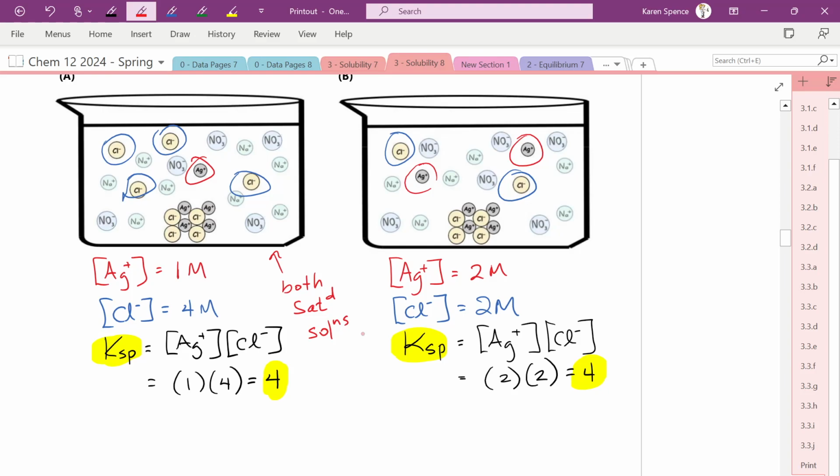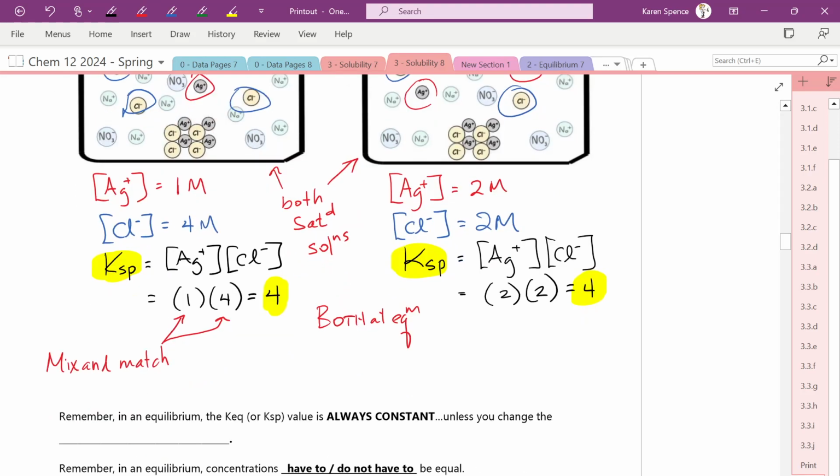Are you guys okay with SATD for saturated? Okay. They are both saturated solutions. They are both at equilibrium. But because we did mix and match, the ion concentrations do not have to be equal to each other. They can if we happen to mix them in identical proportions, but they don't have to be proportional to the coefficients.